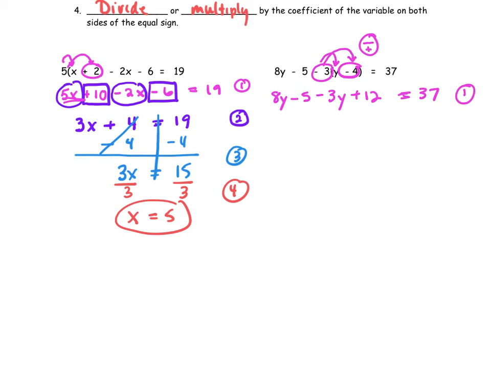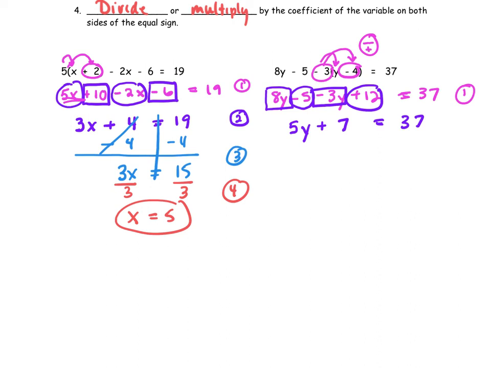The next step is to gather up like terms. So I see 8y, and again, I don't have to start with my terms with variables. It just happened to be what my eyes saw first. And negative 3y or minus 3y. So 8y minus 3y would be 5y. Now I'm going to gather up my constants. I have a negative 5 and a positive 12. So I'm going to look at this like negative 5 plus 12, and that would be positive 7. And again, 37 is just hanging out.